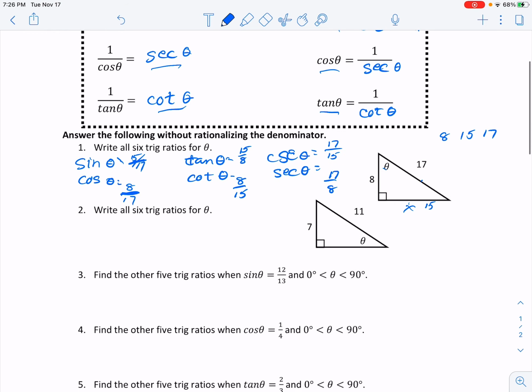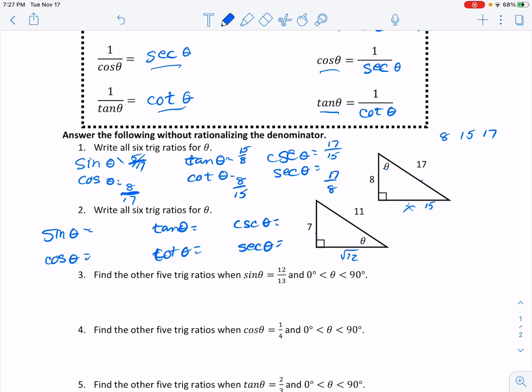Write all 6 for this one. Same thing, you've got to find the other side, which is what? 11 squared minus 7 squared. It's the square root of 72. Not very pretty, so leave it that way. We don't care. All right, so you have the sine and the cosine. The tangent. Notice you've got to put your angle in there. And the cotangent. And the cosecant. And the secant.